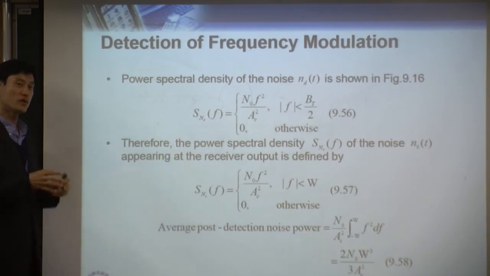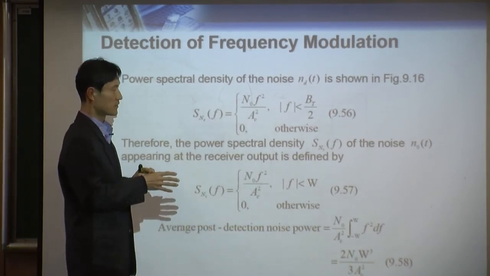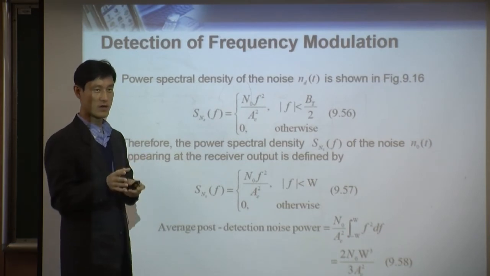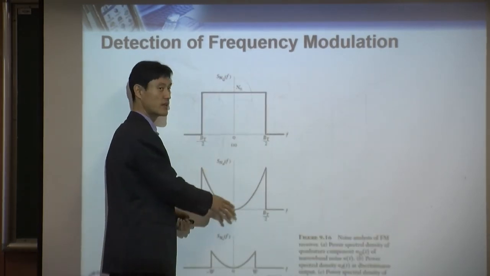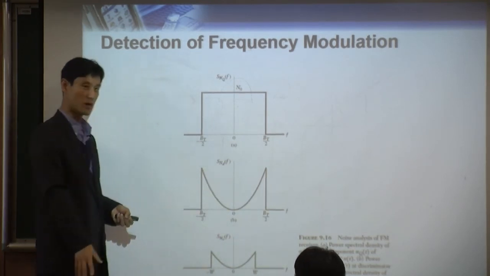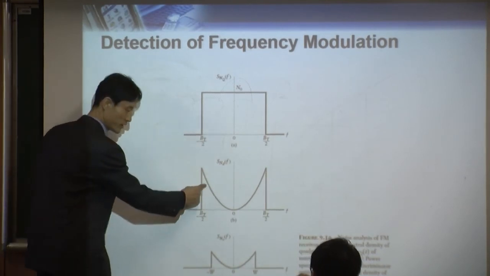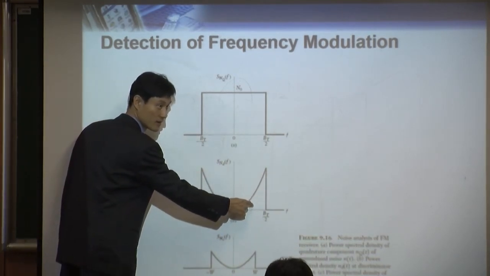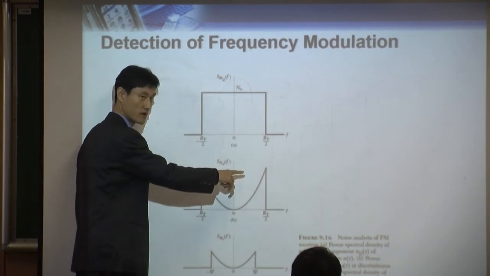Now, we want to calculate the post-detection SNR. To do that, we need to calculate the noise power. So now we know that this is the noise power spectral density. How do you calculate the noise power? You calculate the area. This is like high school mathematics, you're doing integration of f square.